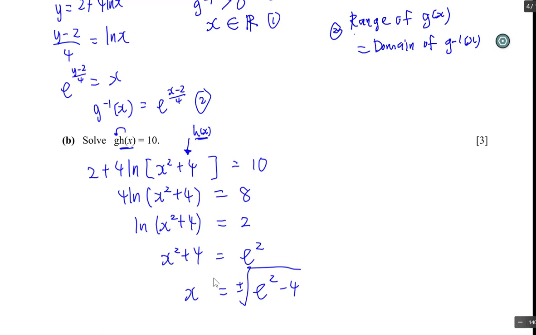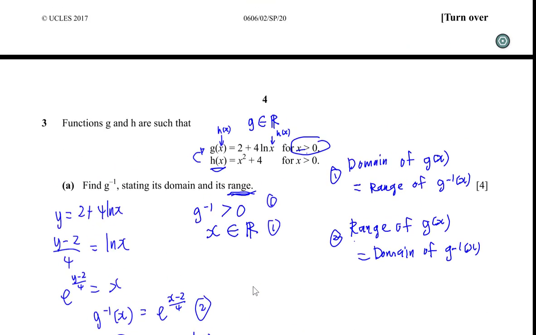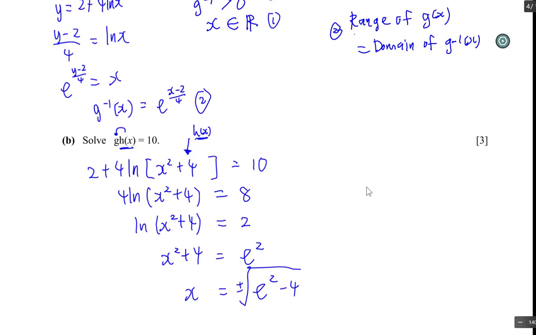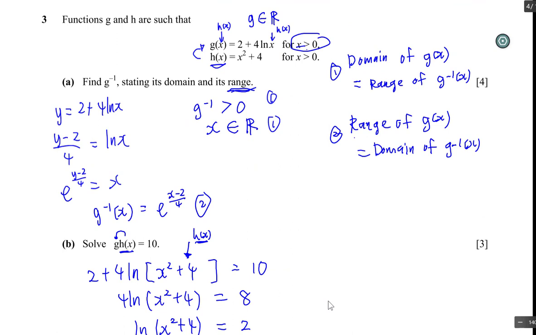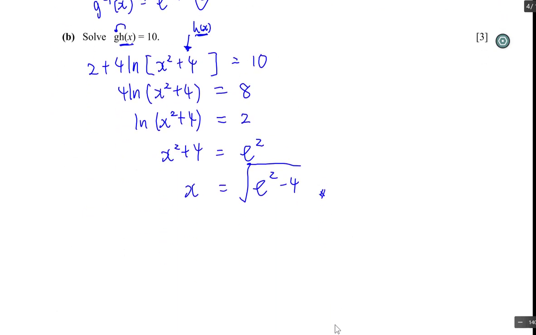Alright, but over here they tell you x must be bigger than 0. This is the reason why you cannot do positive negative, or else you will lose marks. Because the negative is less than 0 already, you must only do positive. You can leave your answer like this, or change it to decimal. Here it doesn't say about exact value, so you can leave it like this or decimal. If decimal, at least take 3 significant figures.